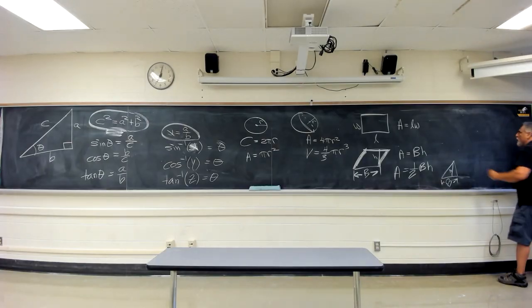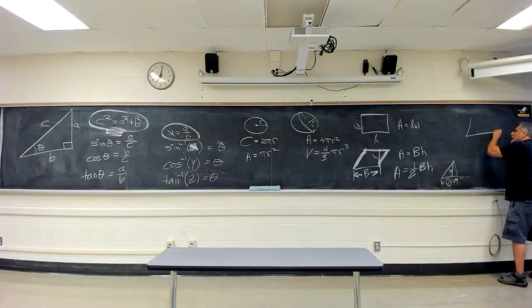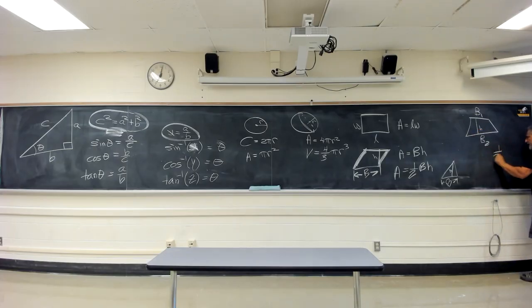If you've got a thing called a trapezoid, well, these aren't the same length. This is b1, this is b2, this is the height h. You average the two, then you multiply by h for the area of a trapezoid.